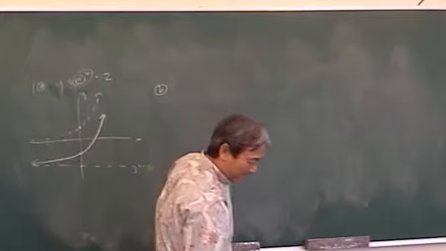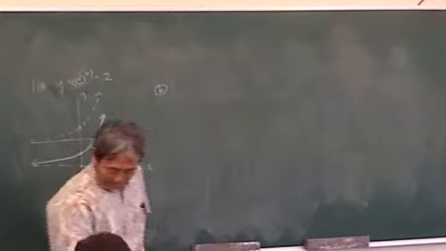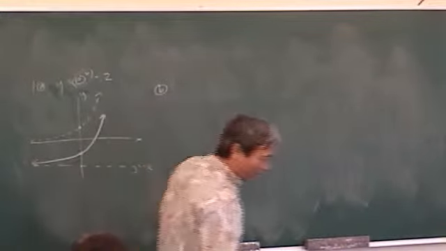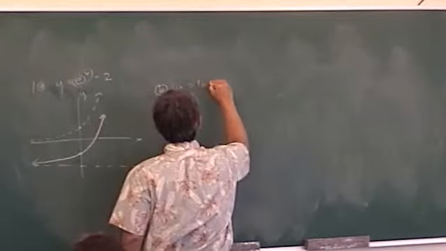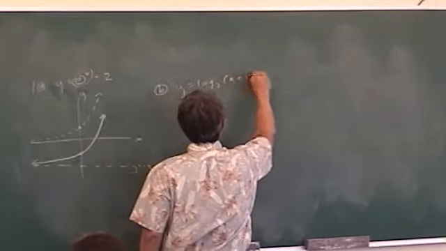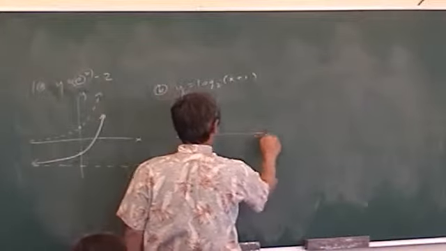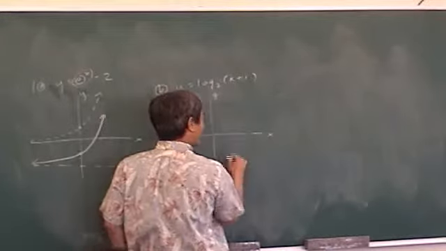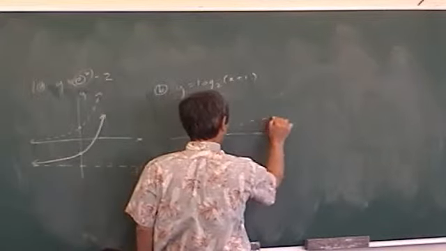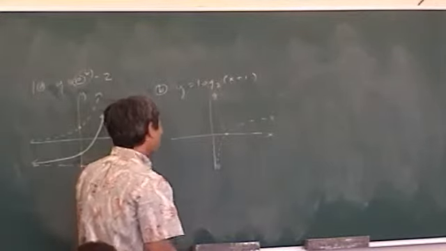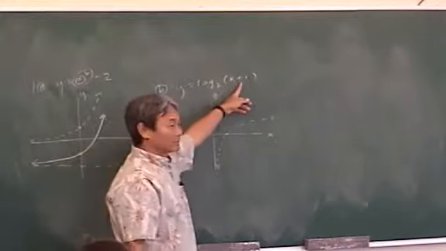B. You don't even have it on the right page, or there. Y equals log base 2 of x plus 1. Okay, what is the base graph for the log graph? What's the key point? 1, 0. 1, 0, and it looks like this. So all you gotta do is shift it 1 to the left.